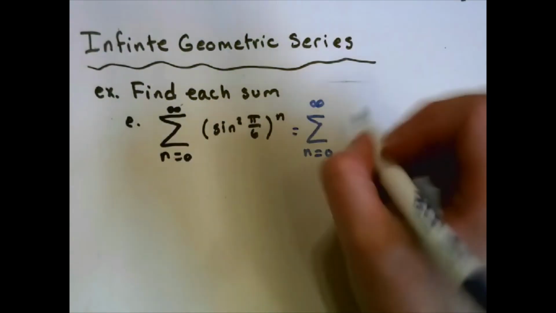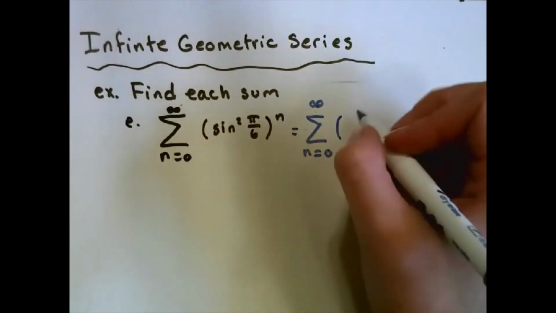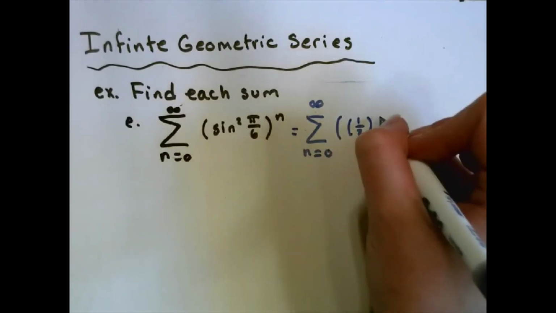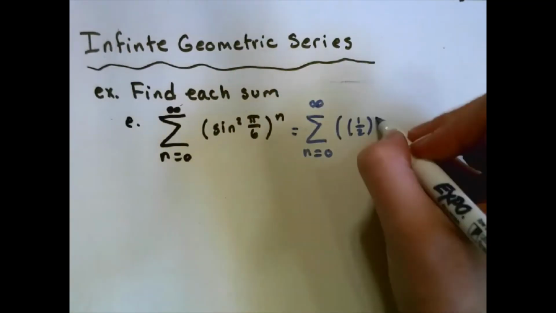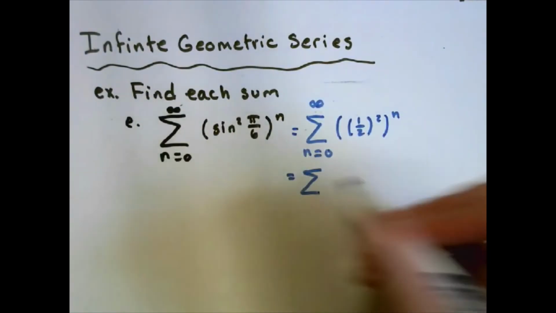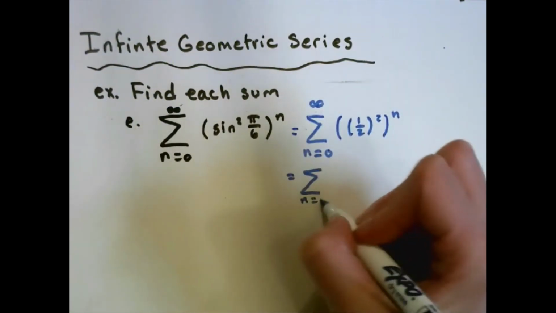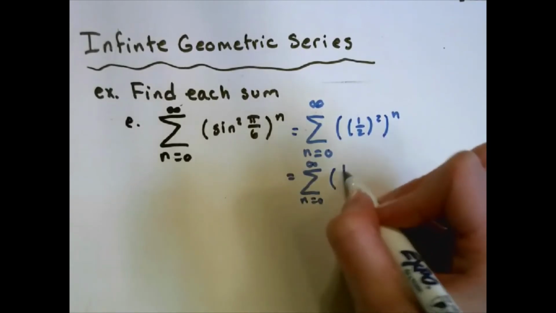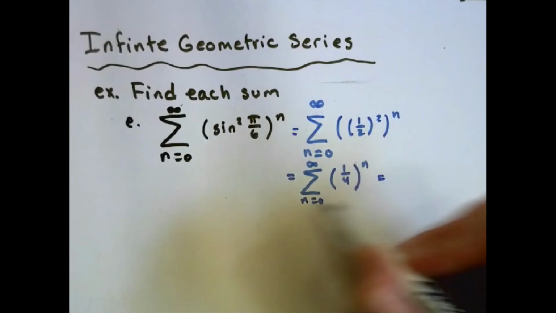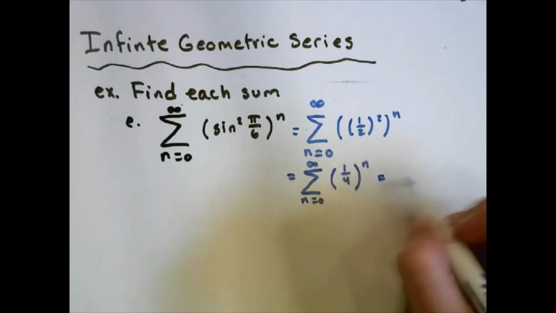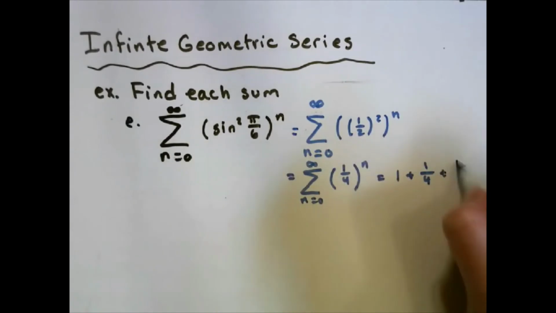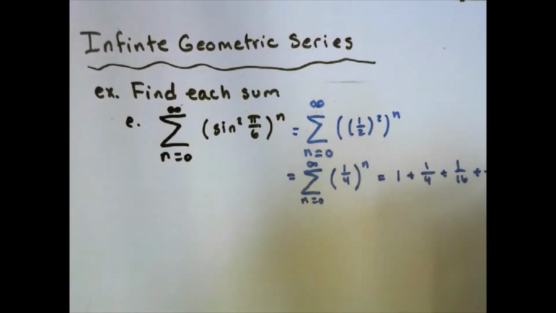sine of pi over 6. Sine of pi over 6 is 1/2. So what I have is 1/2 squared to the n. Well, that's just the same as 1/4 to the n. So if I were to write that out, now this looks a lot easier. So I plug in a 0, we get 1 plus 1/4 plus 1/16, and so on.